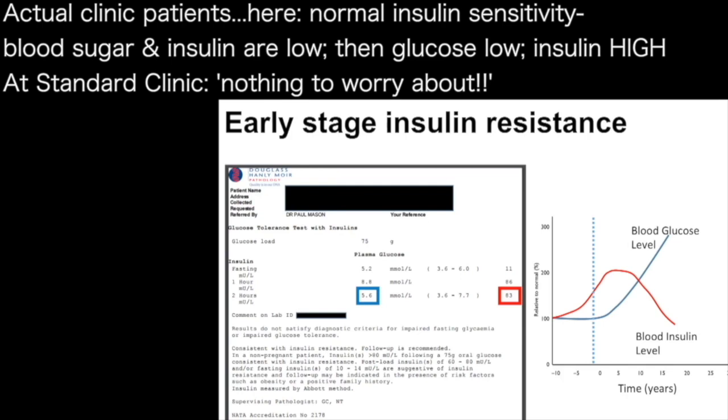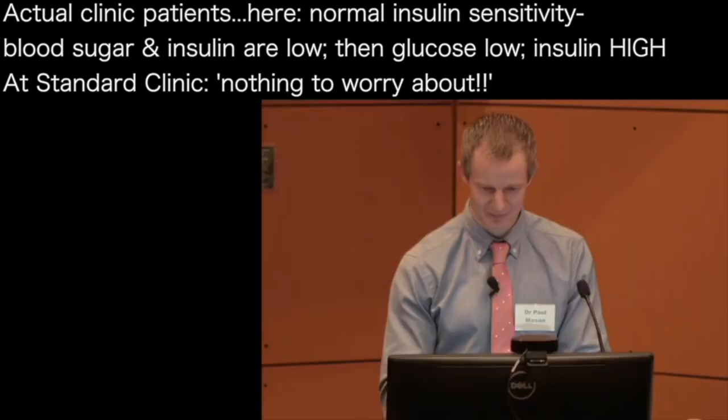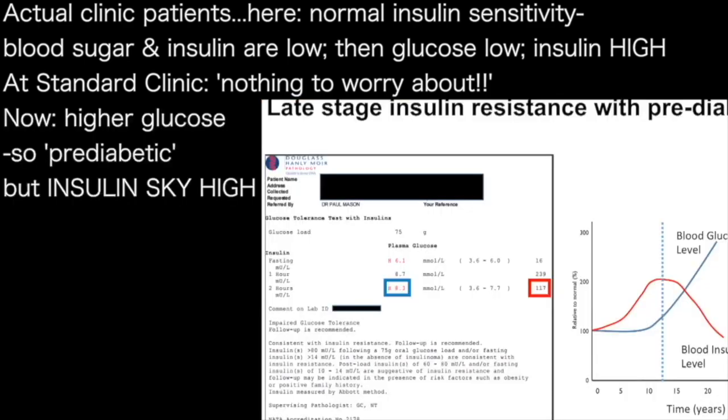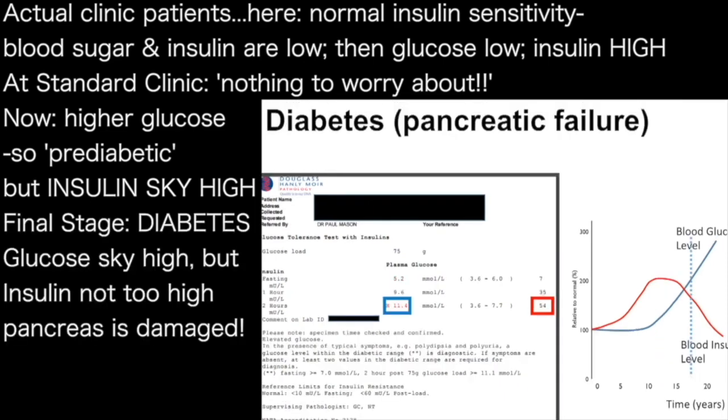This is not diagnostic of anything. This individual would go and have standard testing and be told they have nothing to worry about. It's at this point that they might be told they have pre-diabetes because their blood sugar here has started to come up off the baseline. But you can see here the insulin's even higher. And the final stage is now.